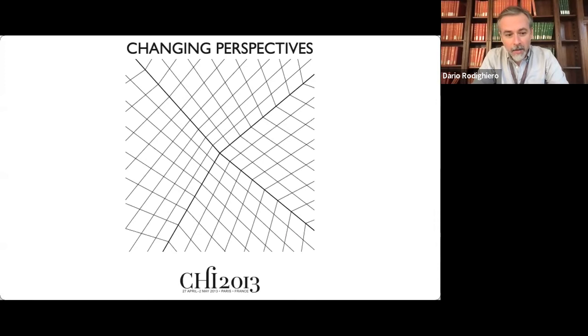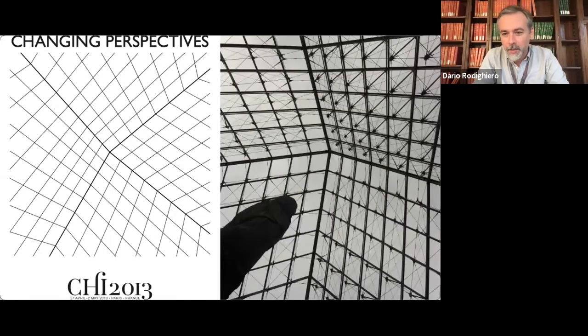So I don't know how many among you are able to see the origin of this image, but let's say that the logo was inspired by the pyramid of the Louvre. And so it was really the idea of a changing perspective. So not the standard landscape of Paris, but just a different point of view.